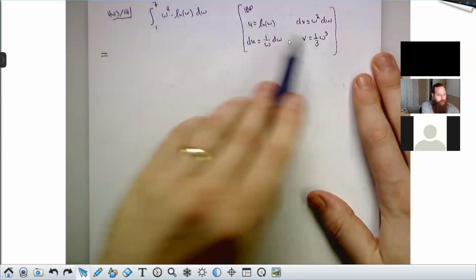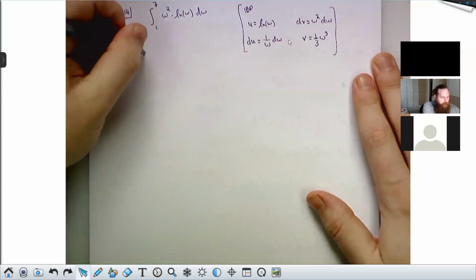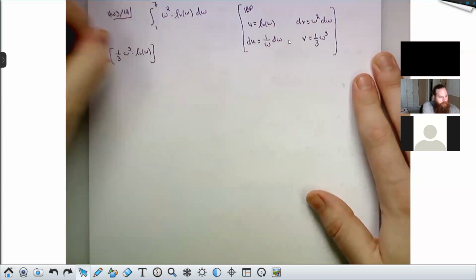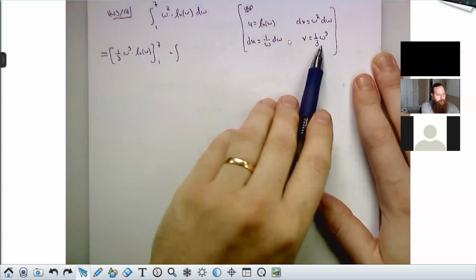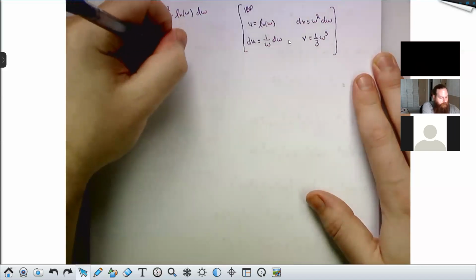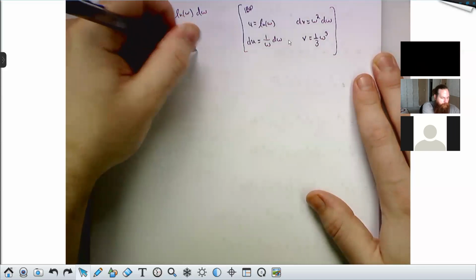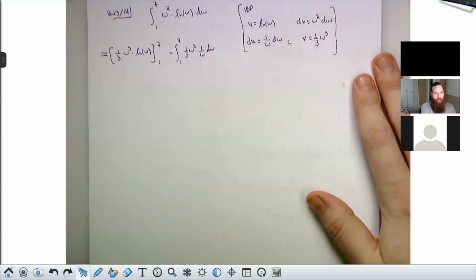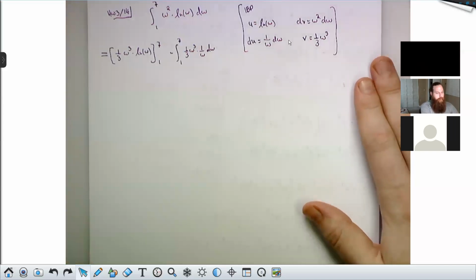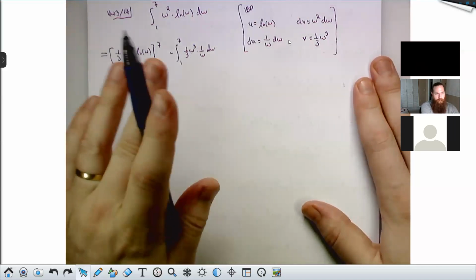So here's u times v. I'll write the polynomial piece out front again just because it looks better. 1/3 w cubed times the natural log of w, evaluated between 1 and 7, minus the integral of v times du. So that's the integral from 1 to 7 of 1/3 w cubed times 1 over w dw. I'm going to do two things in the next step. I'm going to clean this up. I can pop out the 1/3, and then w cubed times 1 over w is w squared.